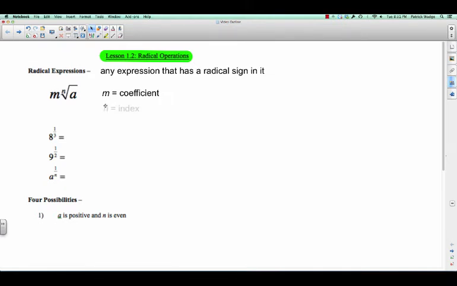The n, that's the index. If it was a 2, it'd be a square root. If it was a 3, it's a cube root. If it was a 4, it's a fourth root. Right? a is called the radicand. The number inside this sign is called the radicand, and the sign itself is called the radical sign. So a radical expression is any expression that has that sign in it.